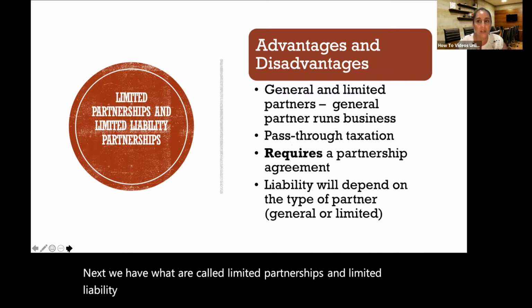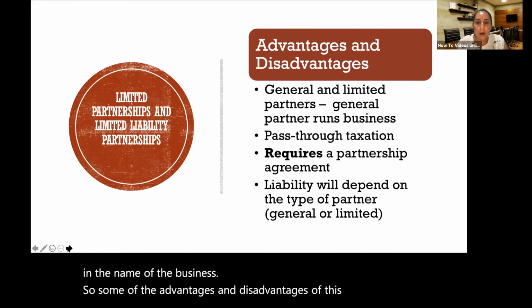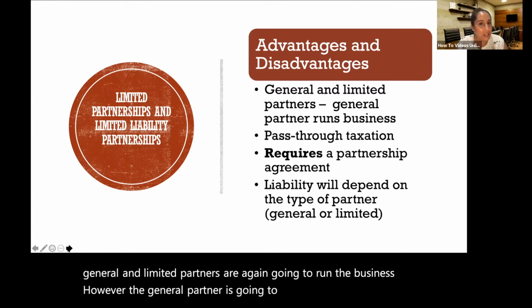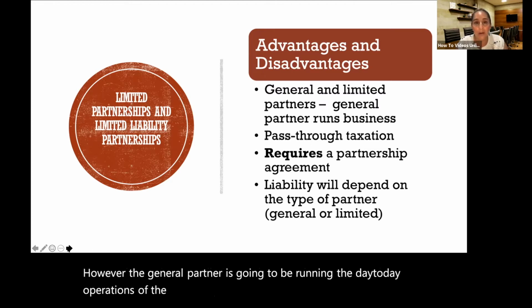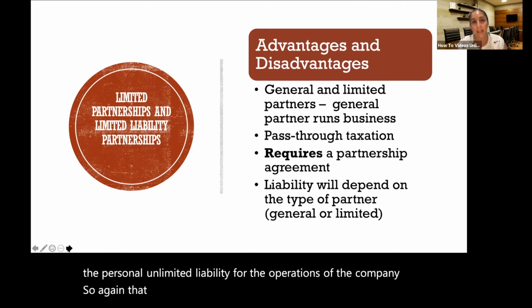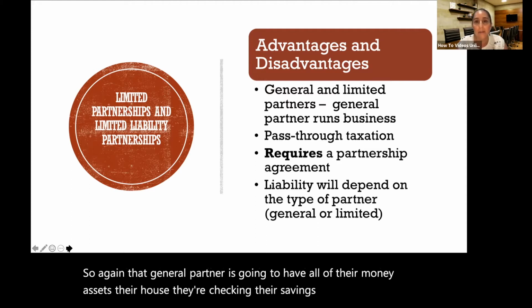Often you'll see these denoted as LPs or LLPs in the name of the business. So some of the advantages and disadvantages of this form: the general and limited partners are again going to run the business. However, the general partner is going to be running the day-to-day operations of the business, and the general partner is going to incur the personal unlimited liability for the operations of the company. So again, that general partner is going to have all of their money, assets, their house, their checking, their savings at risk for any liabilities of the business.